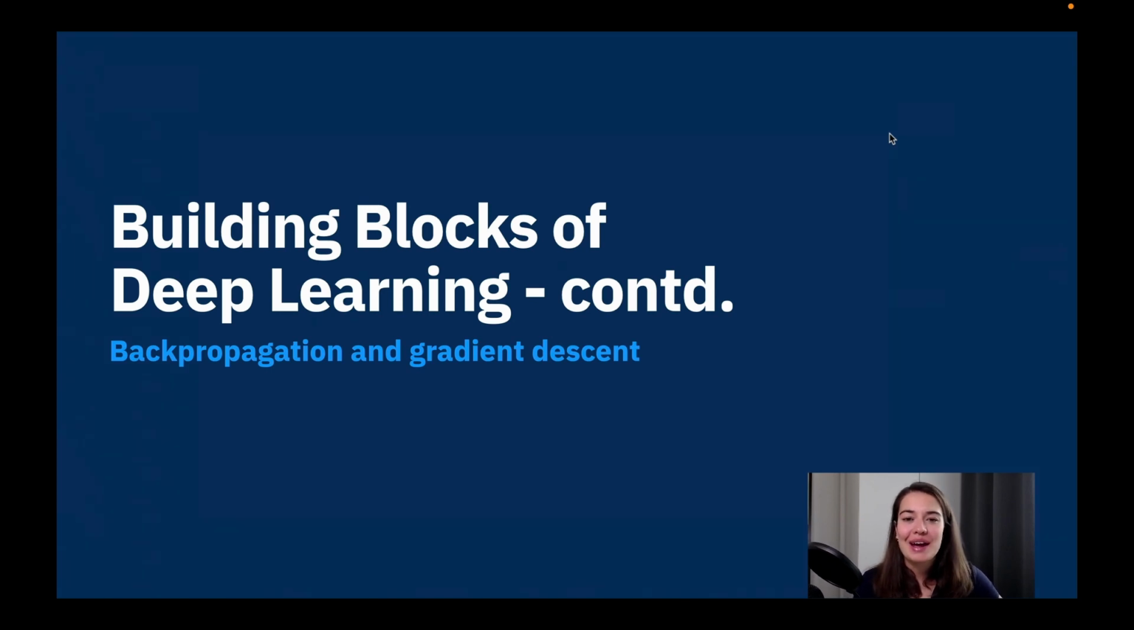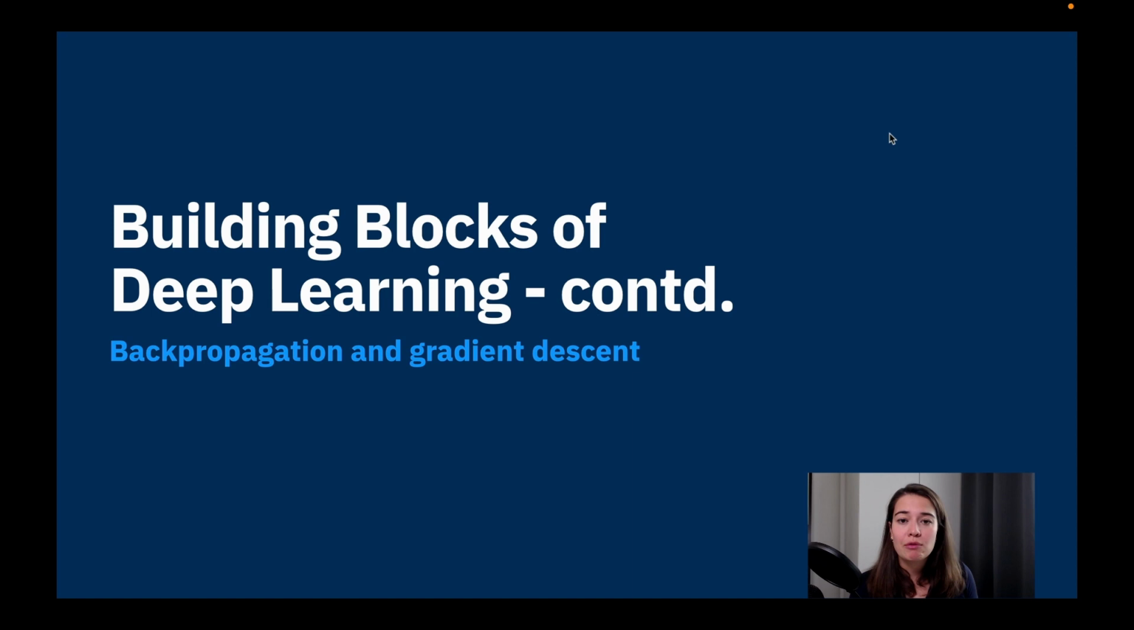All right, so now it's time to learn how neural networks learn. In this section, we will learn about two of the main processes that make neural networks learn, and those are called backpropagation and gradient descent. They work together to update the parameters of a network so that it will be able to capture the pattern that is in the data.